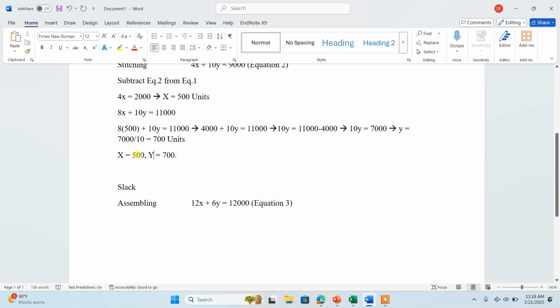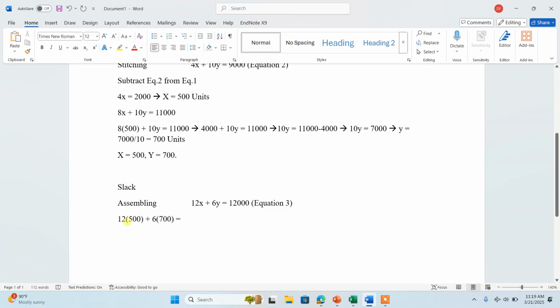Now let's check, if I'm producing 500 of X and 700 of Y, how many hours it will require in the assembly department. 12 hours required for one X and I'm producing 500 of X. How many hours required for 1 unit of Y? 6 hours, and I'm producing 700 of Y. Let's check how many hours it's actually consuming.